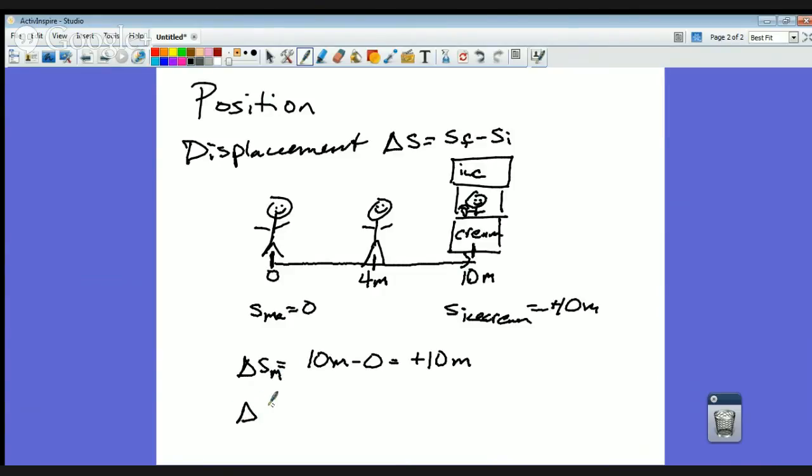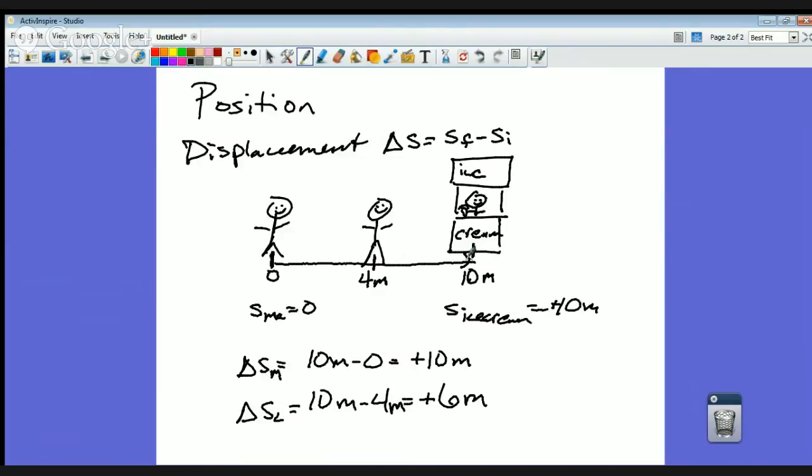And the change in position for the lucky person that walks from 4 meters to 10 meters is just going to be 10 minus 4, for a change of 6 meters. So his displacement is positive 6. He moves 6 meters to the right. So again, there's magnitude, 6 meters, and there's direction. We know we're talking about going to the right.